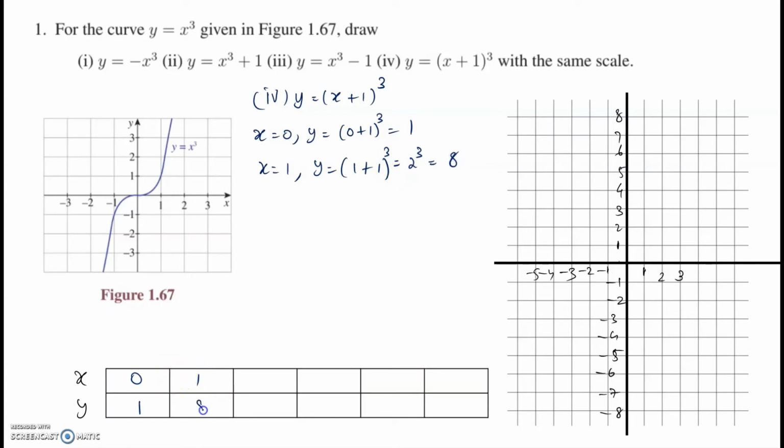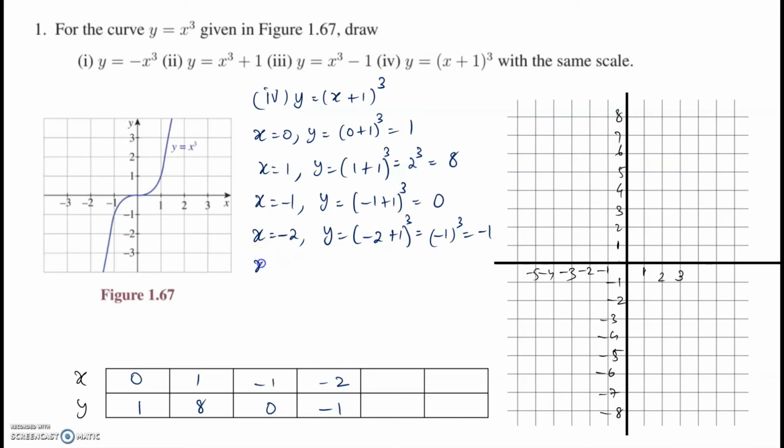So 1 and 8. And when x is equal to minus 1, then y is equal to minus 1 plus 1, the whole cube, which is 0. So x is minus 1, y is 0. When x is equal to minus 2, then y is minus 2 plus 1, the whole cube, which is minus 1 cube, which is minus 1. So x is minus 2, this is minus 1. When x is equal to minus 3, then y is equal to minus 3 plus 1, the whole cube, which is minus 2 cube, which is minus 8. So minus 3 and minus 8.